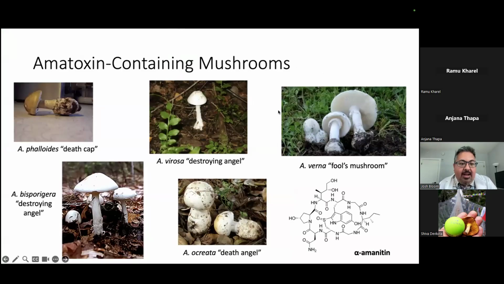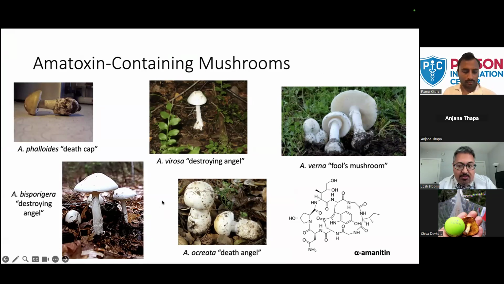Because this patient ate Amanita bisporigera. It's the mushroom on the bottom left. And this is just a bunch of photographs of Amanita genus mushrooms. And on the bottom right, you can see a picture of alpha-amanitin, which is one of the cyclopeptide toxins contained within these mushrooms.